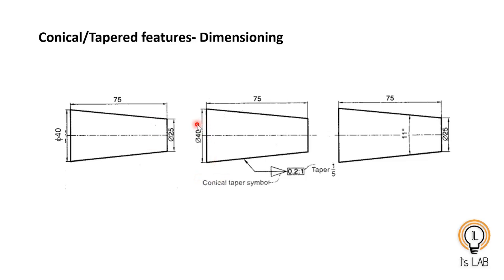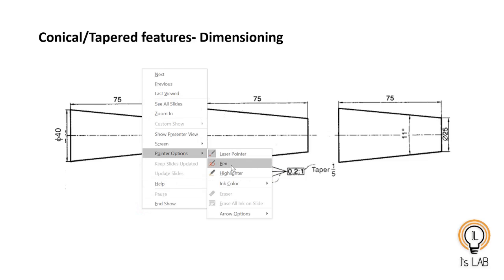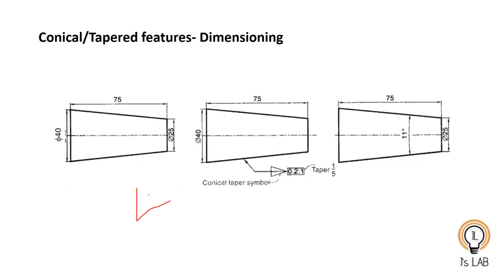Another one is you can provide the largest diameter and the distance of the taper, and also you can provide a leader line and an arrow like this. That is not an arrowhead, it is like this, and inside the box you represent the ratio 0.2:1. That means the taper is 1:5. So when you move this much forward, how much is going down, how much taper is coming. It is represented in this way.